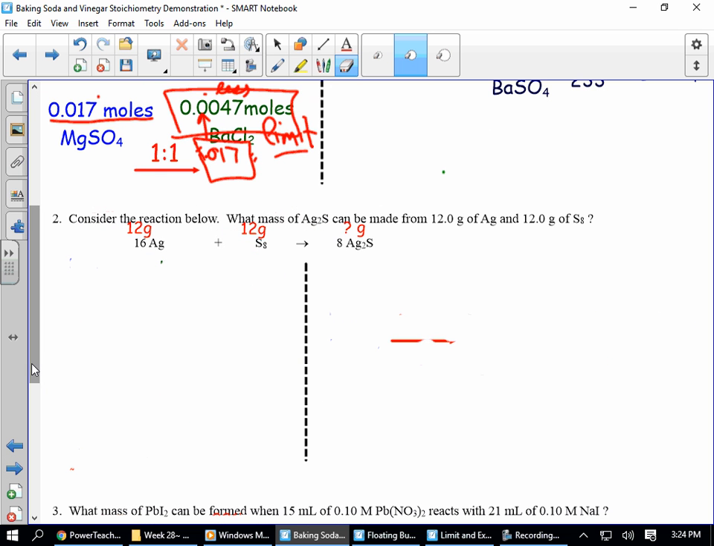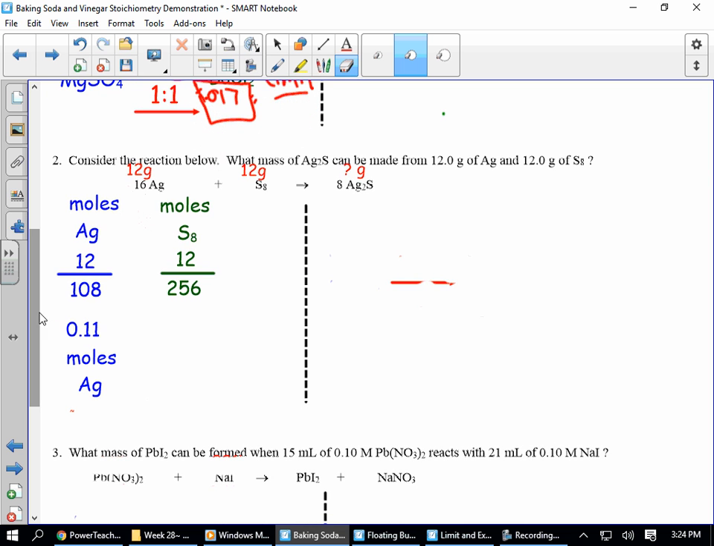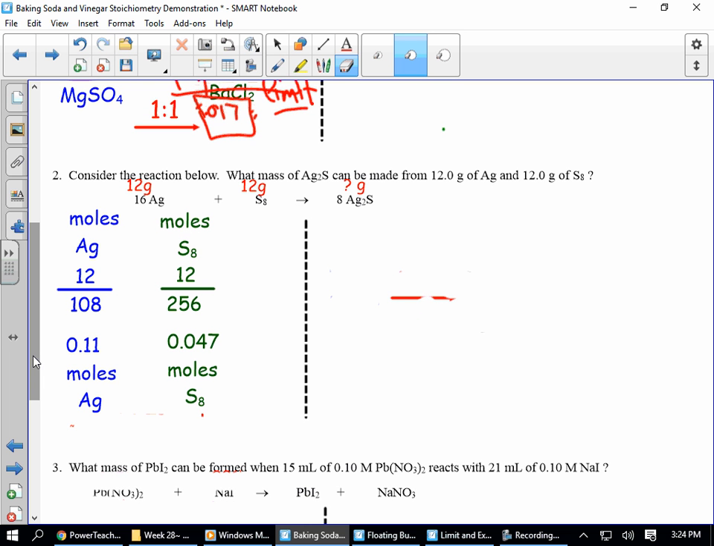And I'm going to say moles for silver. I'm going to take 108 as my formula weight, 12 divided by 108. This is going to be 0.11 moles of silver. And for my moles of S8, I'm going to do 12 divided by 256 because I need 8 S's. And then I get 0.047 moles of S8. Now here comes the hard part, identifying which is my limiting and which is my excess.